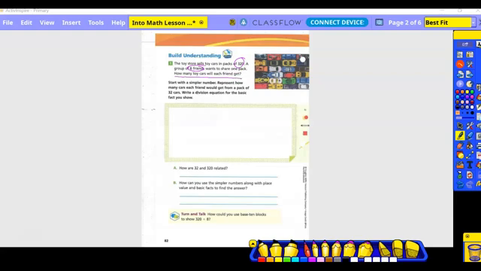Start with a simpler number. Represent how many cars each friend would get from a pack of 32 cars. Write a division equation for the basic fact that you know. Okay, so first of all, how many groups do we have? 8, right? Okay, so let's draw 8 groups.